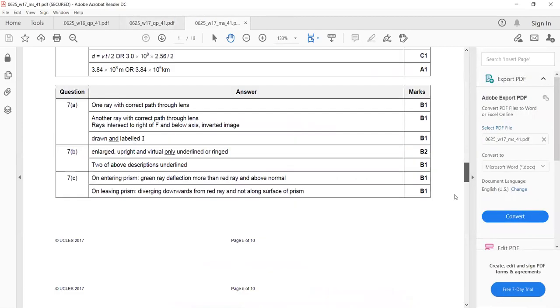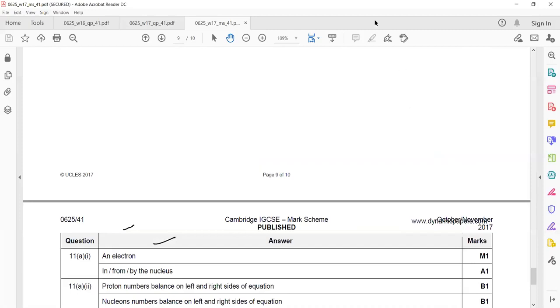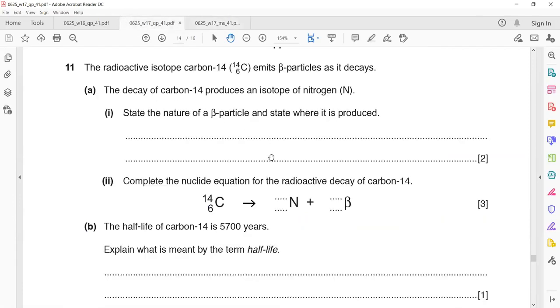Instead of typing the answer, I will show the exact answers from the marking scheme. So beta particles are electrons, and they originate from the nucleus. If you write electron, that completes the whole meaning, because electrons are negative, so beta particles are also negative.